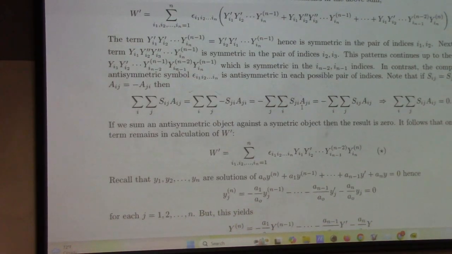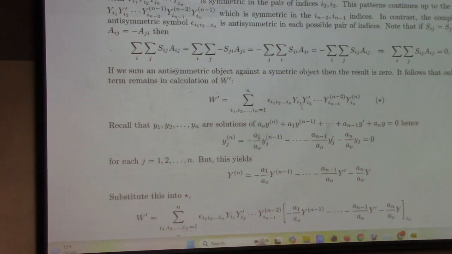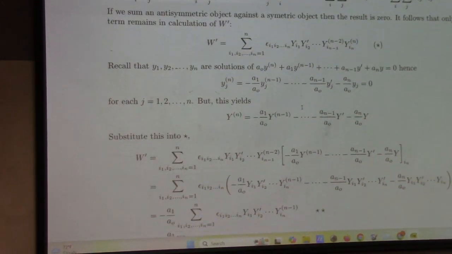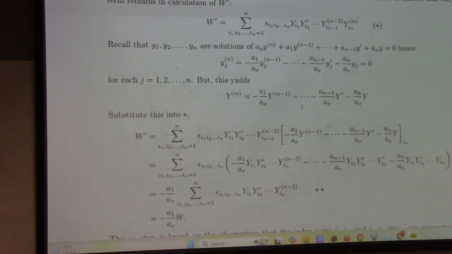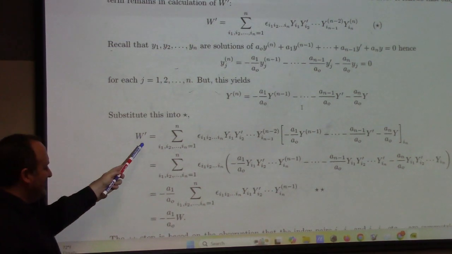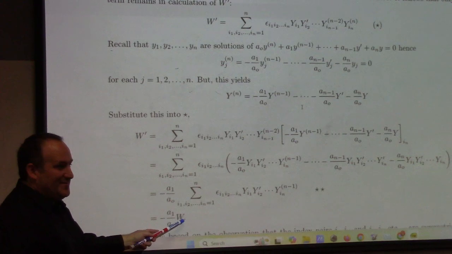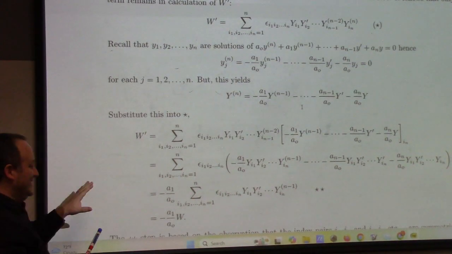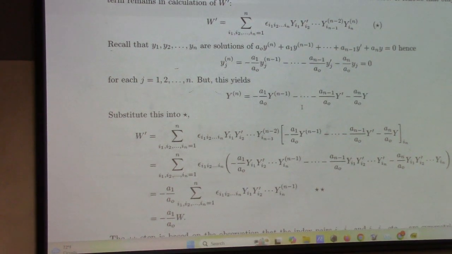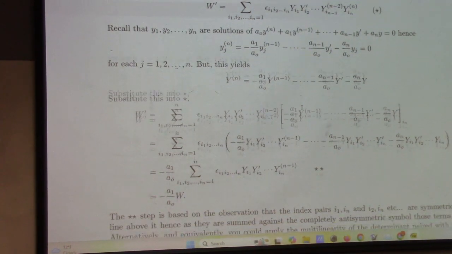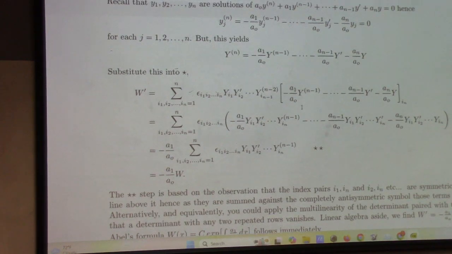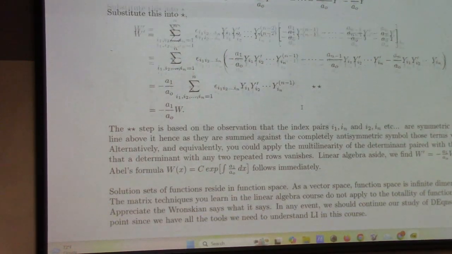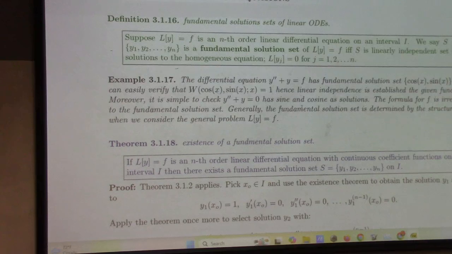I work out, by somewhat complicated calculus, that after much simplification you still get that the derivative of the Wronskian is minus a1 over a naught times W, even when there are n coefficient functions. Abel's formula is still true for the nth order problem, for reasons that are right there if you want to work through them. But that's basically it. We'll start up next class here.